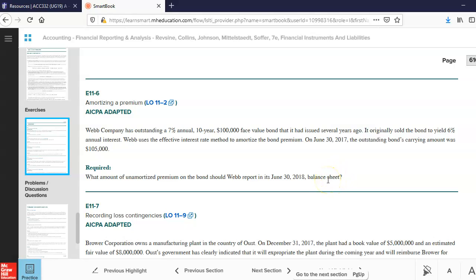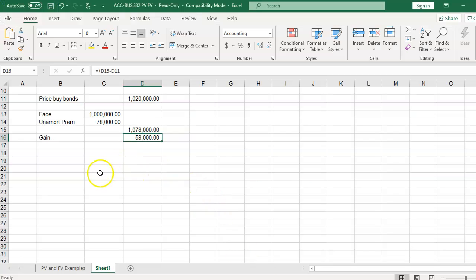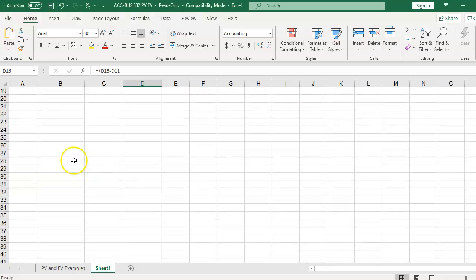So June 30 of 18, and you can see they kind of gave us what it was on June 30 of 17, and now we're a year after that, to figure that out. So we'll just build, in this example, we'll build a table. And this is actually probably the way that makes the most sense when you do these.